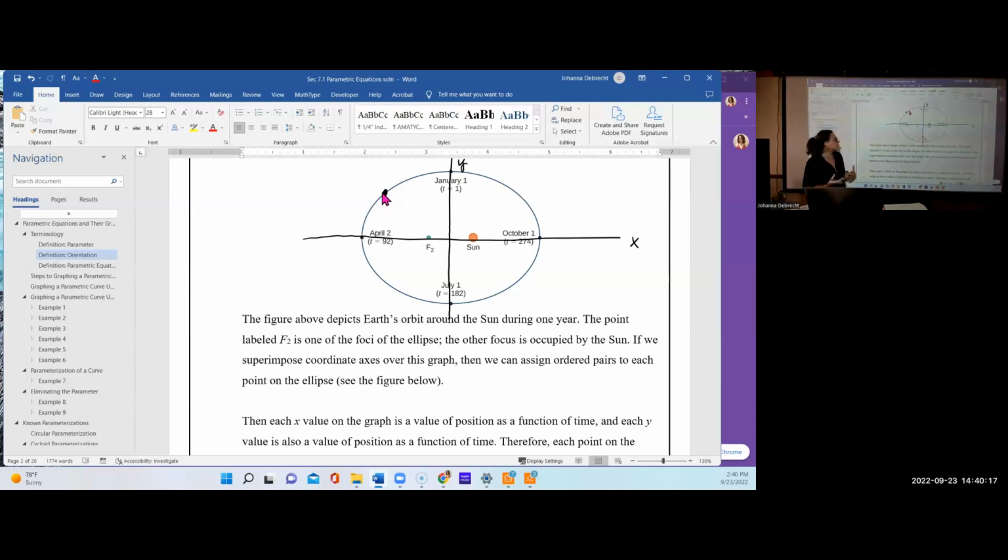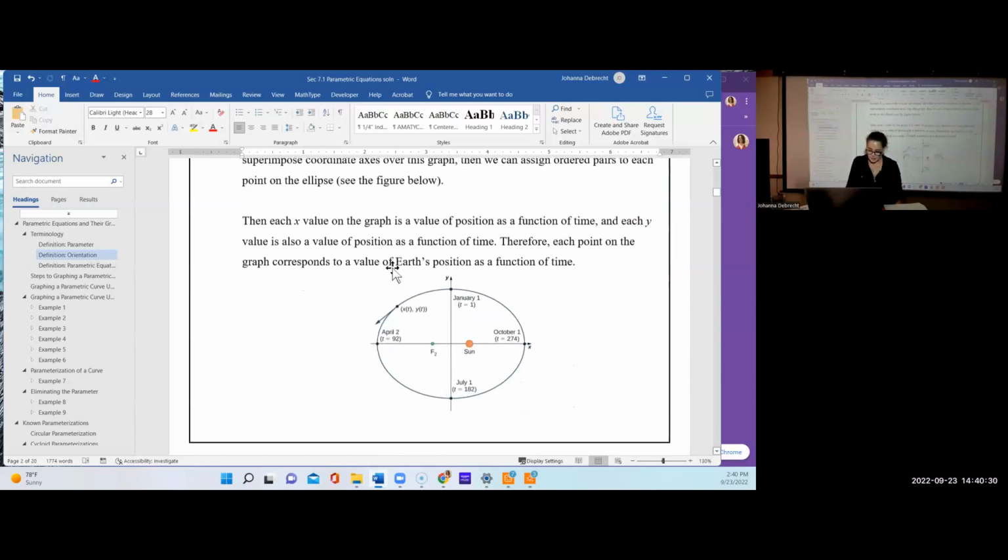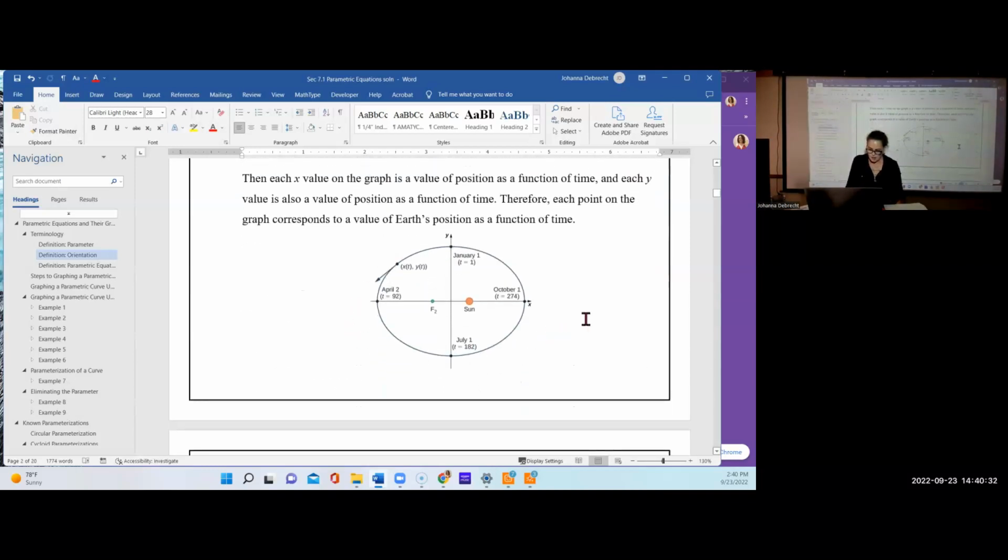So this basically allows us to assign ordered pairs to the position for a particular value of t, representing the time it takes in the calendar year to reach that point in the orbit. Okay, so when we look at these, this also, of course, is going to represent an orientation. I need to put arrows on it to show the orientation.